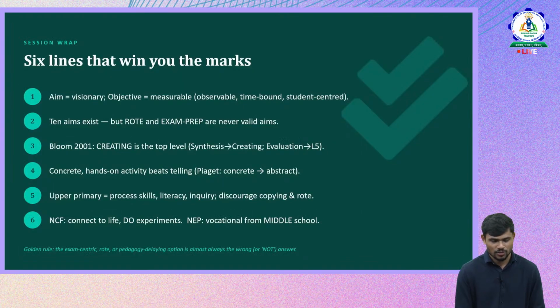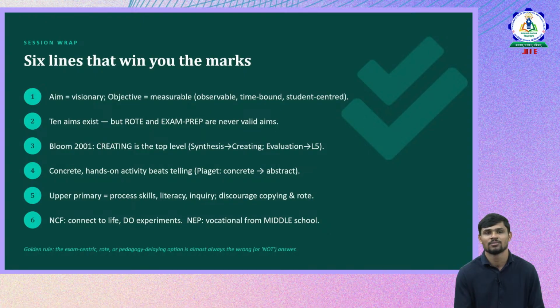So 6 lines that you win the marks. The most important things that you have to remember in this topic: aim is equal to visionary, objective is measurable. Just connect the terms. Aim connect with visionary, objective to measurable, observable, time bound, student centered and all. Then 10 aims exist. But rote and exam preparation are never valid aims.